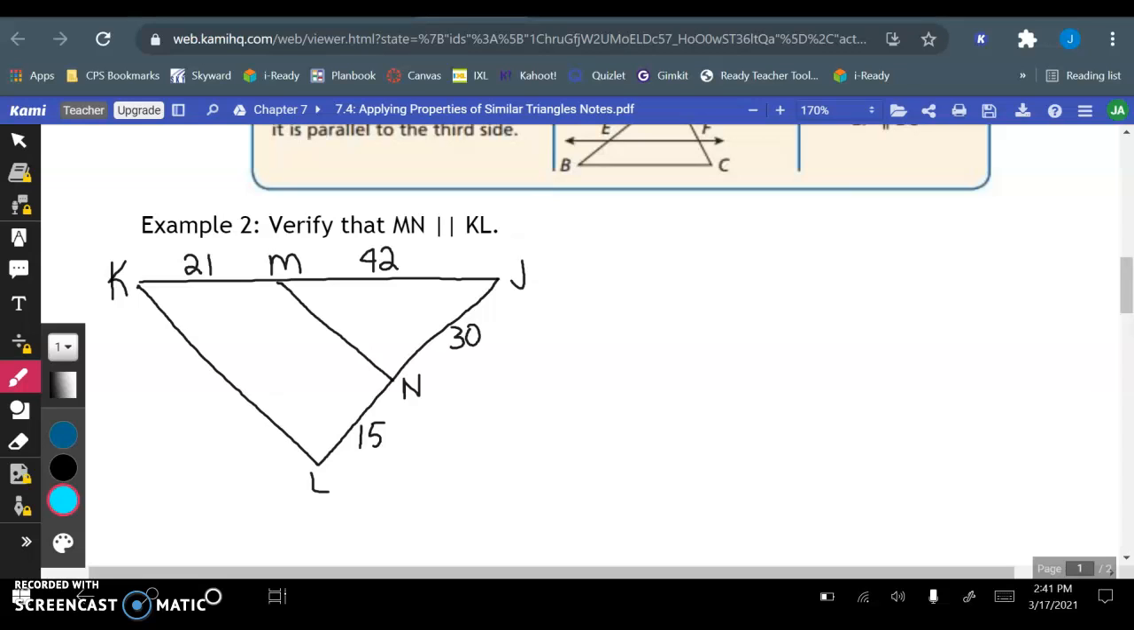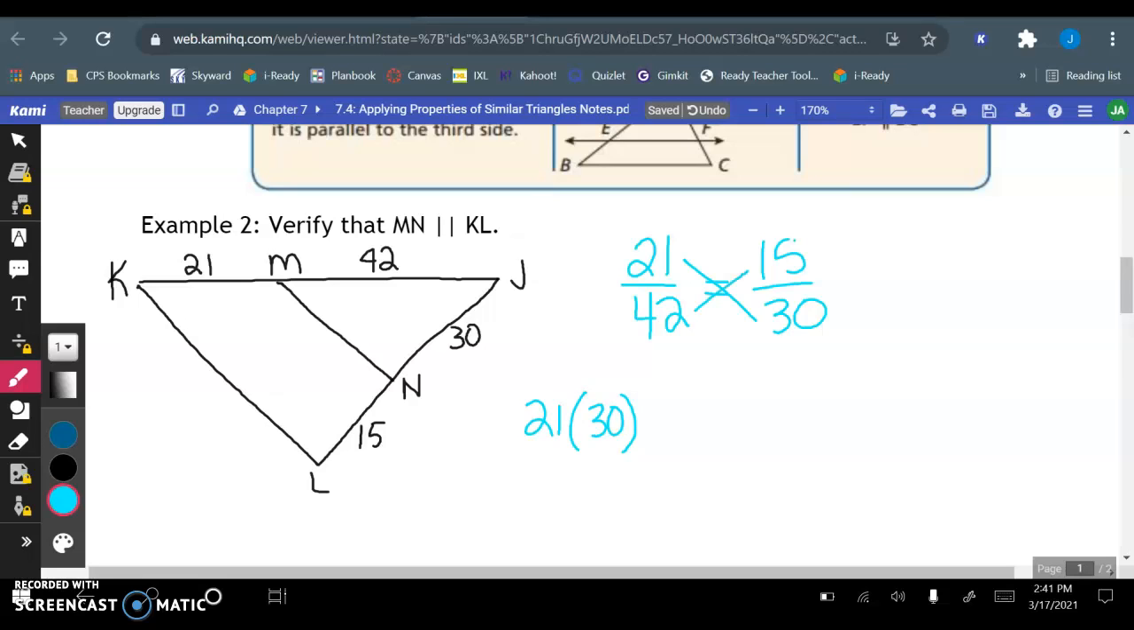So I'm going to set up my proportion. I have the top side, so I have 21 over 42. It's supposed to be equal to the bottom. The 21 is on the top, so that corresponds with the 15. So I'm going to make 15 over 30. And to check this out, I'm going to cross multiply. So I'm going to do 21 times 30. And I'm going to do 42 times 15 to see if they're equal.